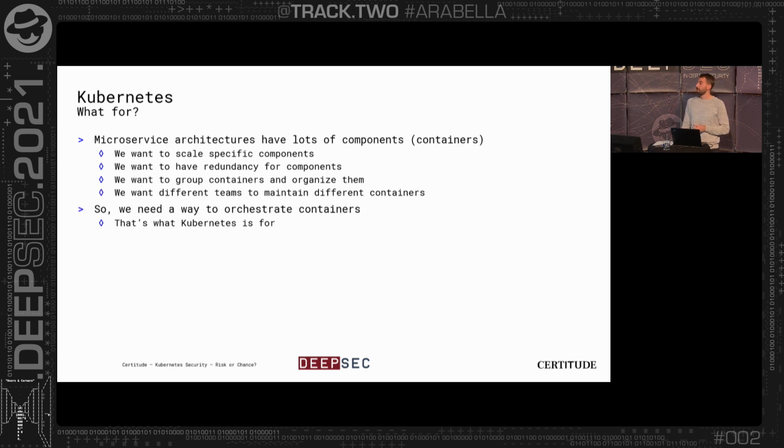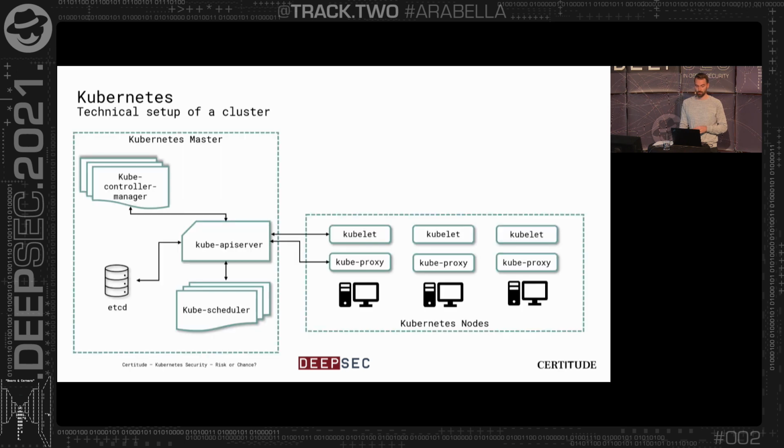So what do we need Kubernetes for? In a microservice architecture, we have a lot of containers and a lot of services, we want to have redundancies, and we want to scale up and down based on the load. So we need some system to manage all these containers and all these dependencies. And that's what Kubernetes is for.